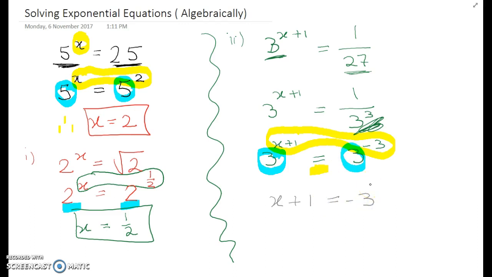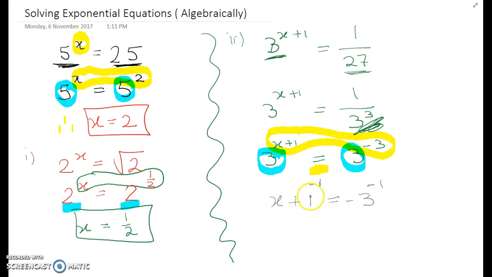And now we have to solve it, so we need to find the value of x, which means we have to get rid of plus 1. How are we going to do that? We're just going to do the inverse of plus, which is take away 1, and take away 1 on both sides.